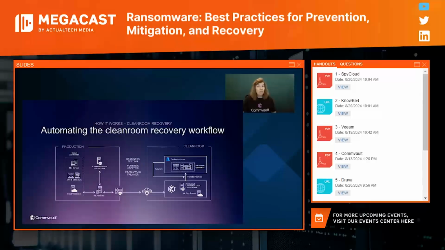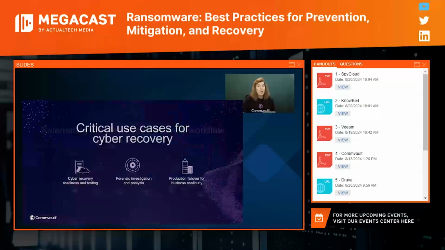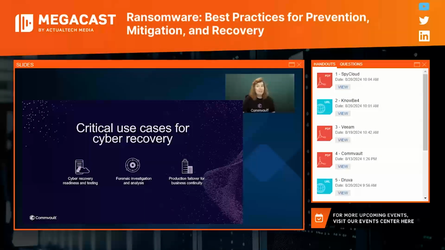From there, Commvault and Azure can recover anywhere from dissimilar systems. For instance, if you have VMware-based virtual machines on premises, you can recover them as Azure virtual machines running inside the Azure cloud. This frees you from the vendor lock-in and expense of maintaining an identical production environment at a significant cost. With Cleanroom Recovery, there are three main use cases: testing, forensic analysis, and production failover.